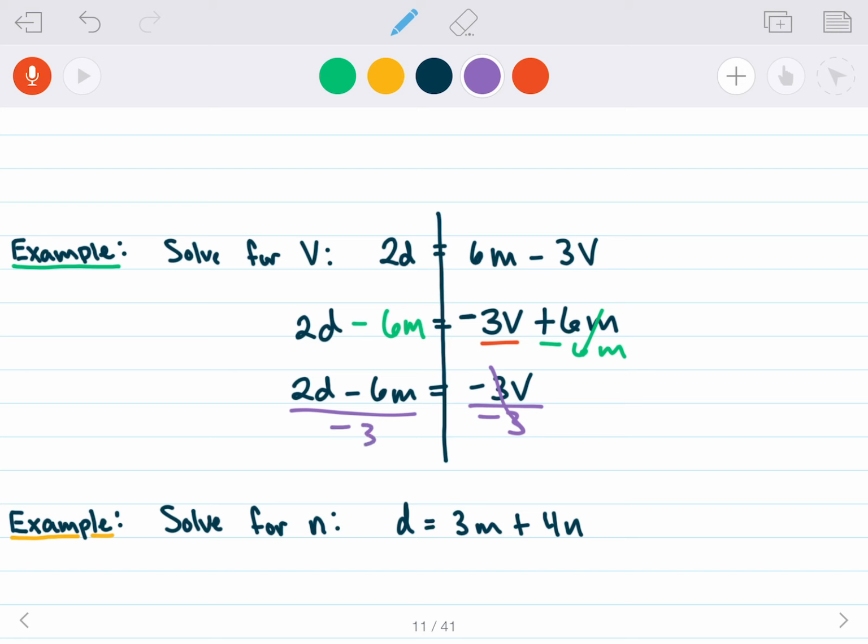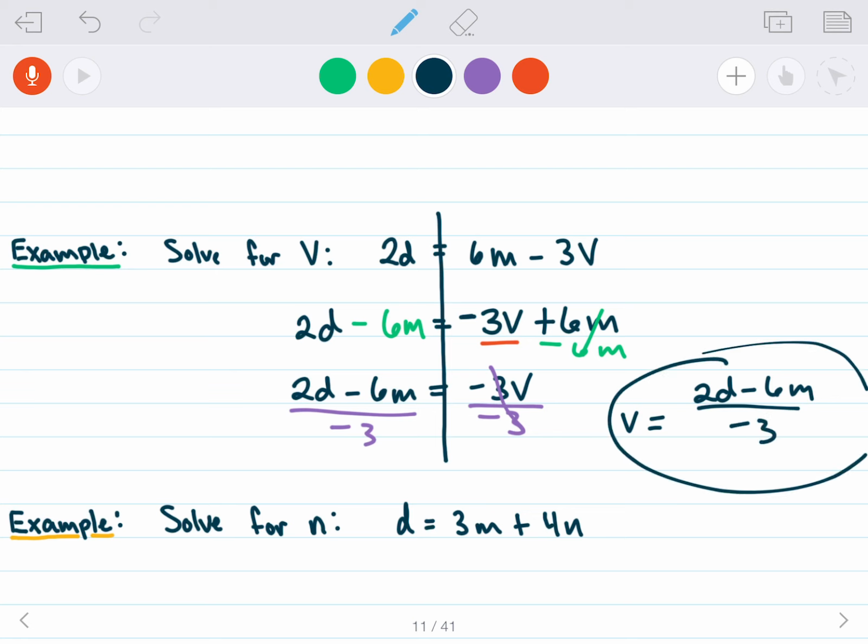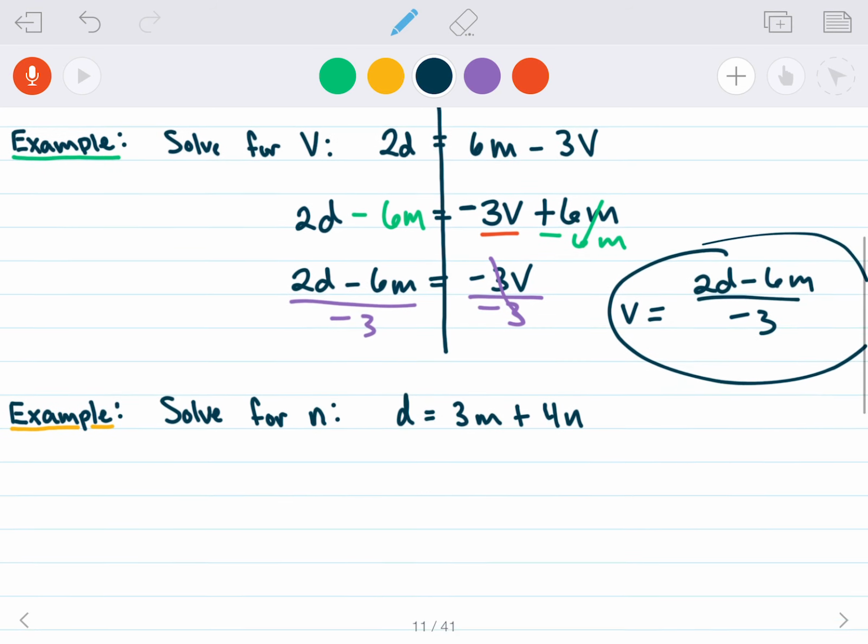And that is it. So you get v by itself, which is what we wanted. And then on the other side, we get 2d minus 6m all divided by negative 3. And you could simplify this if you wanted to, but I'm just going to leave it like that. So that is v. All right, let's do one more.